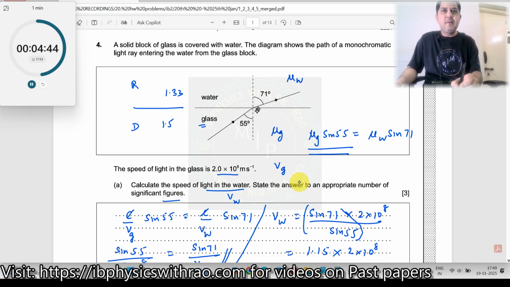Where will the reflection happen? Will it happen like this? No, it will happen in the same medium. That's the definition of reflection, right? So therefore, reflection will happen like this, and this angle would be 55 degrees.